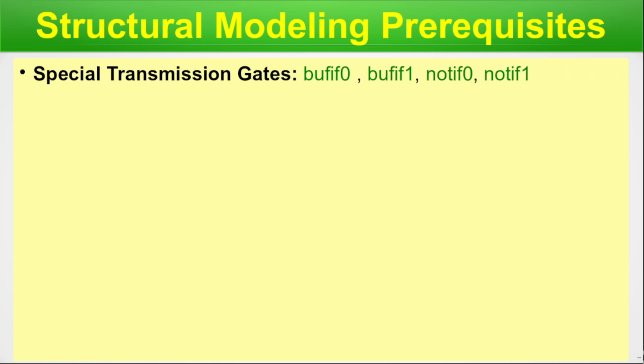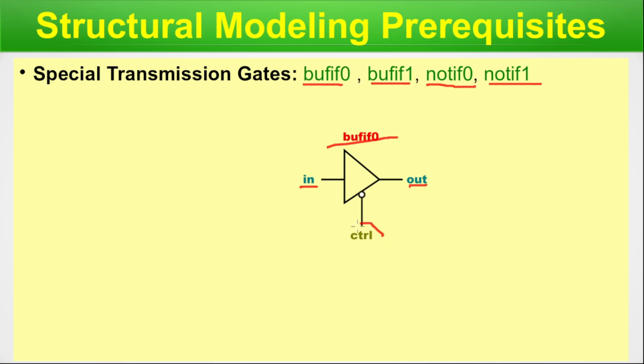Special transmission gates: buff if 0, buff if 1, not if 0 and not if 1. How do they look? They have a different structure. Here it is a buff if 0, and here you can see apart from the in or out, we have another control input. So this is a very distinct feature.